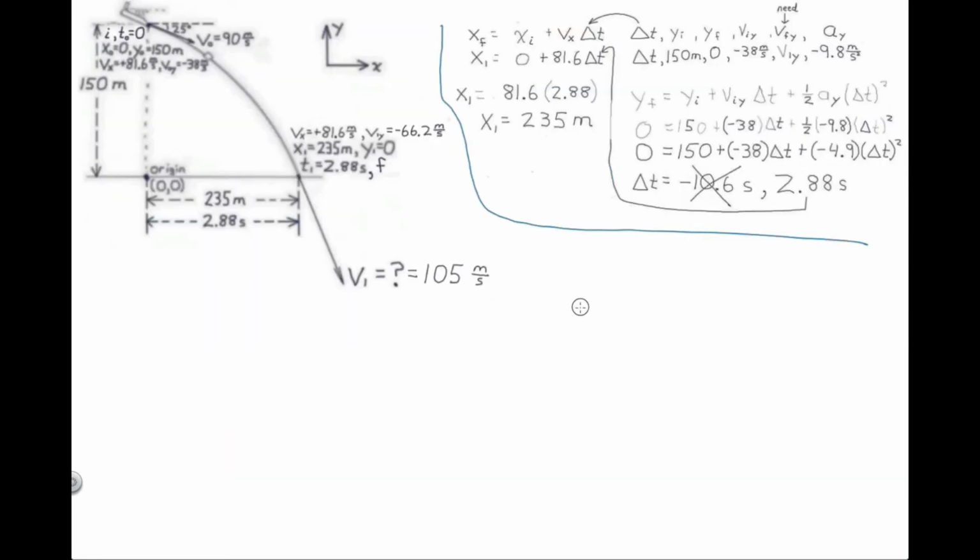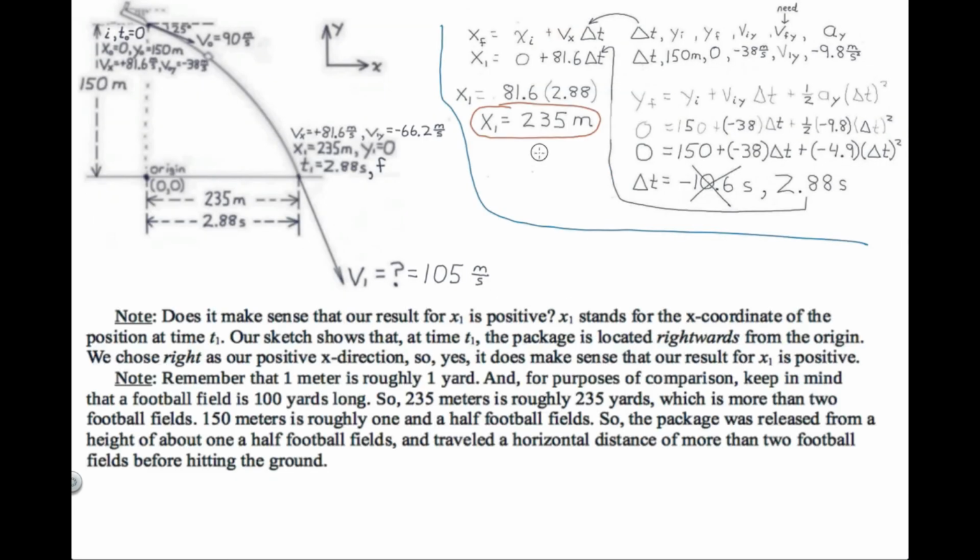Now let's ask whether our results make sense. Does the magnitude of our result for x sub 1 make sense? Well, the horizontal distance of 235 meters is comparable in size to the initial vertical height of 150 meters. So yes, I do think that the magnitude of our result for x sub 1 is reasonable.